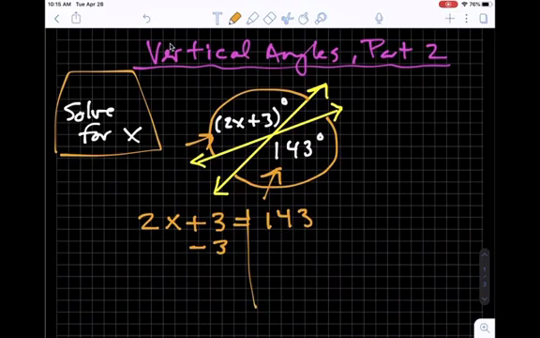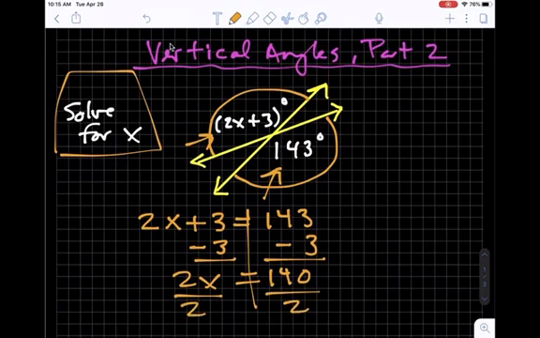Move your 3 over to the other side by subtracting it. And that gives you 2x is equal to 140. And then the last part, this is now a one-step equation. You look at what's being done to x. Well, x is being multiplied by 2, so let's divide by 2. And then that gives us an answer of x equals 70.